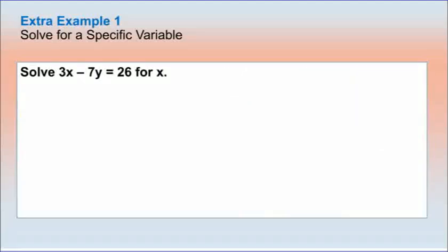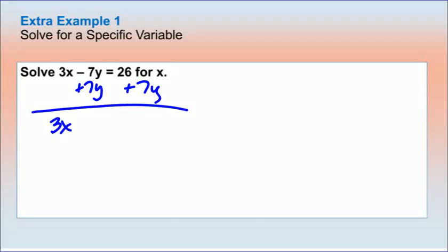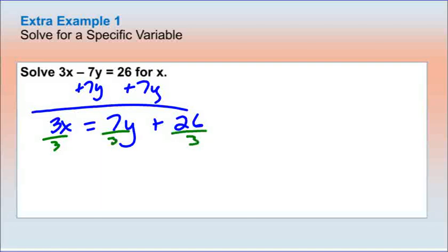Next, solve 3x minus 7y equals 26 for x. So I need to get x by itself. So I'm going to add 7y to both sides, and I get 3x equaling, I'm going to put 7y first here, plus 26. Divide everything by 3, and I'm left with x equaling 7/3 y plus 26/3.